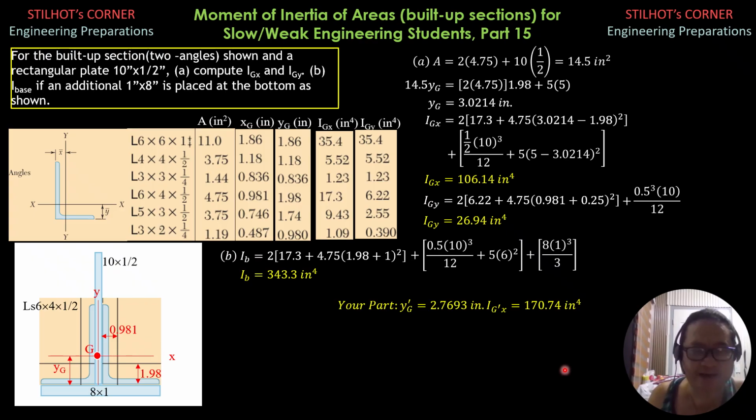Then verify this answer by using I sub b equals I_G prime x plus area, which is again 14.5 plus 8, 22.5 times the square of this distance. You will get that value. So that's it for this video.